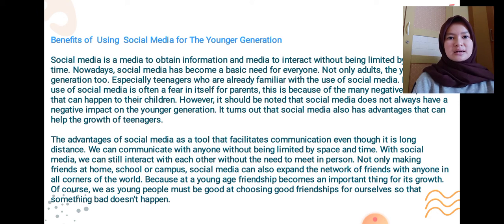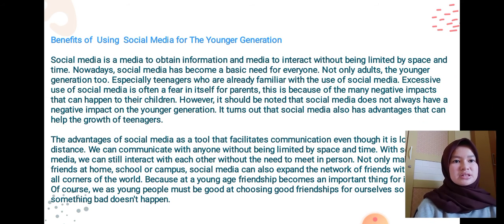And here is an example of expository text with the topic, benefits of using social media for the younger generation. Social media is a media to obtain information and a media to interact without being limited by space and time. Nowadays, social media has become a basic need for everyone.